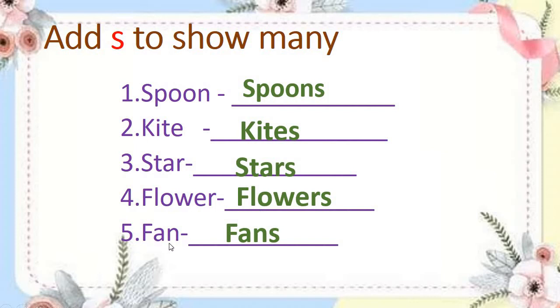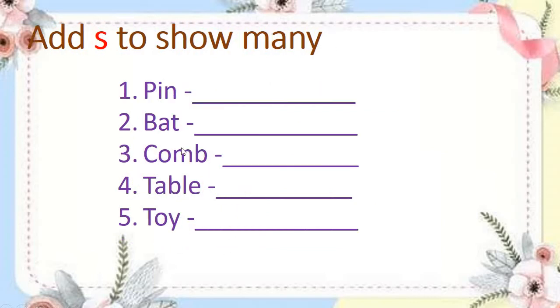Fan, number 5, fan. Fans. F-A-N-S, fans. Fan, fans. Understood? One, many. Spoon, spoons. Kite, kites. Star, stars. Flower, flowers. Fan, fans. Okay, children? Now you have to do. See here again. Add S to show many. Here also you have to add S.